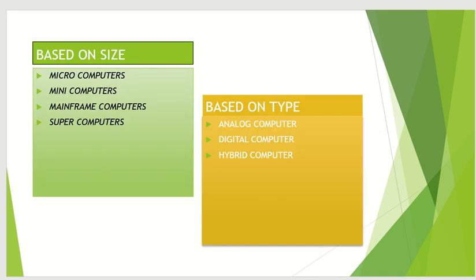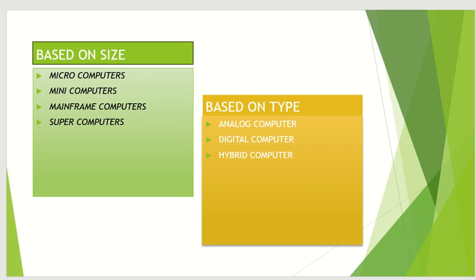Next, we come to microcomputers. Microcomputers are mainly used in homes, schools, offices, and shops. They are used by only one person at a time. They were first developed by IBM, International Business Machines Corporation. Examples of microcomputers are laptops, desktop computers, tablets, smartphones, personal digital assistants (PDA), etc.